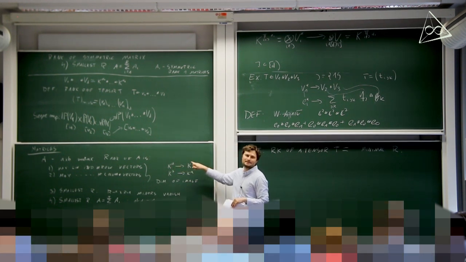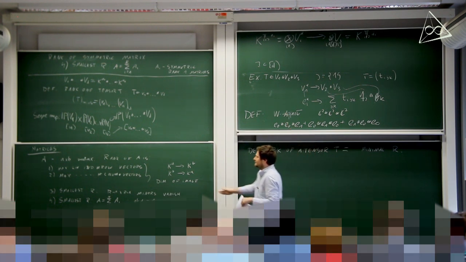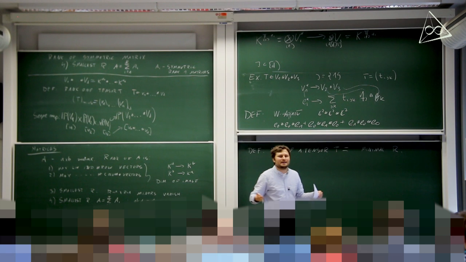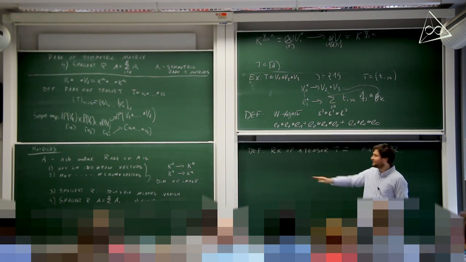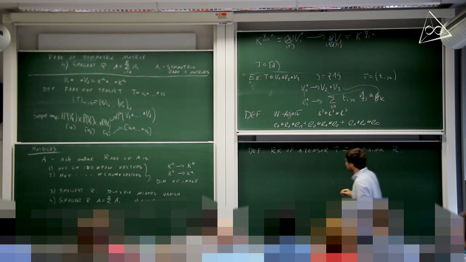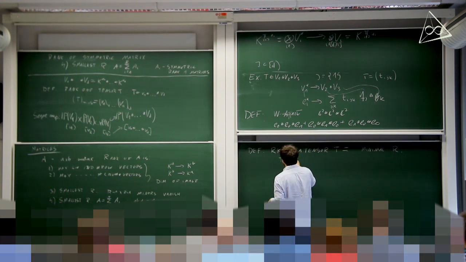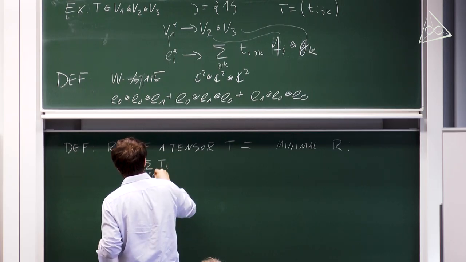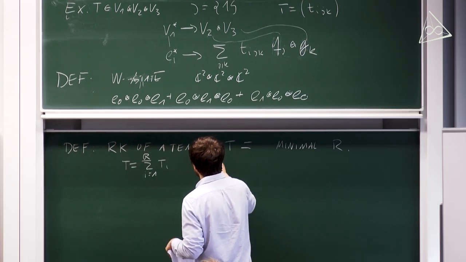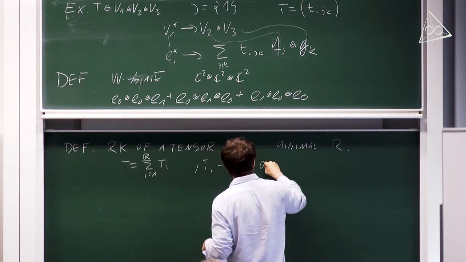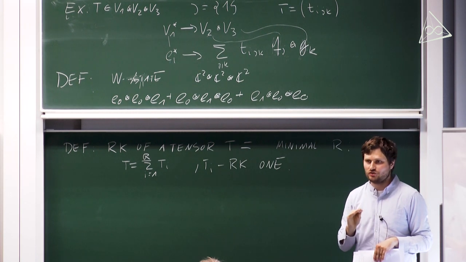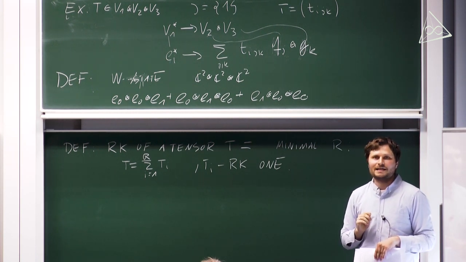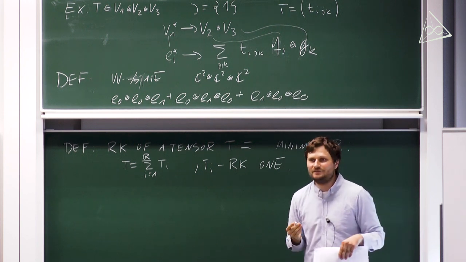There are too many maps associated to a tensor. They depend on a choice of I. And minors, well, what would be a minor of a hypercube? It's not so easy to say. But 4, we can now define without any problem. We can say that this is a minimal R such that T is a sum of T_i's, and the T_i's are rank 1. Okay, that's a definition of rank. I don't claim it's the only reasonable one, but it's a definition.